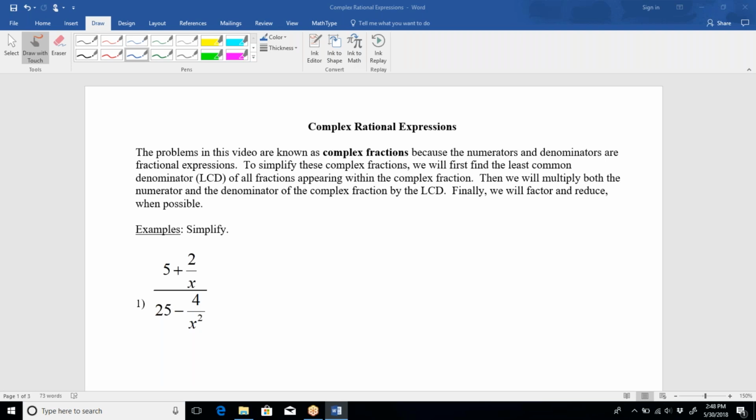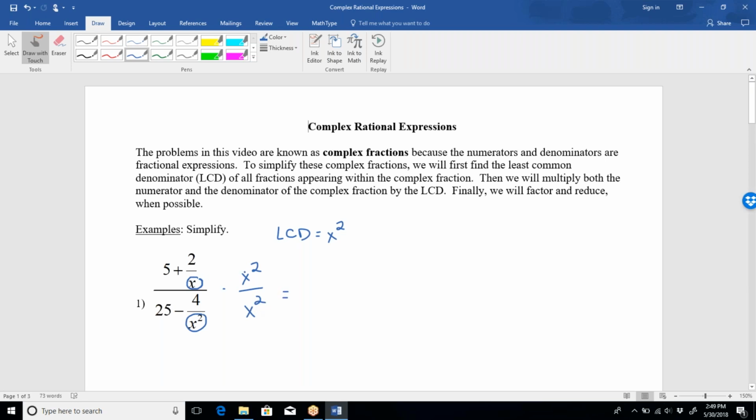Our denominators in number 1, we have one denominator of x and one denominator of x squared. So the least common denominator would be x squared. Just kind of think, if we were going to try to make these denominators the same, what would we choose? And we choose x squared. So I'm going to multiply both the numerator and the denominator by x squared, the least common denominator.